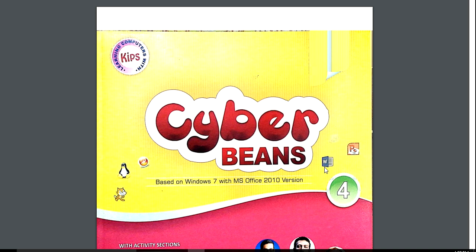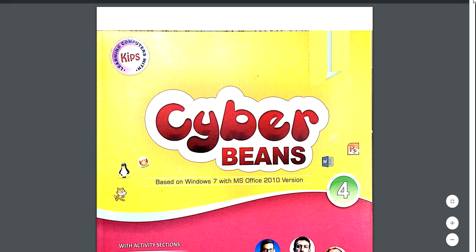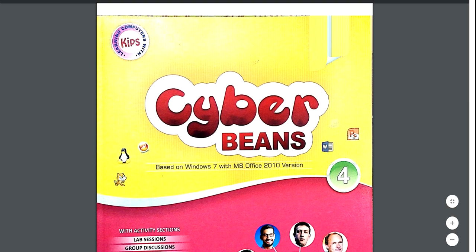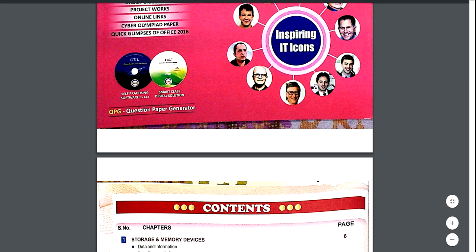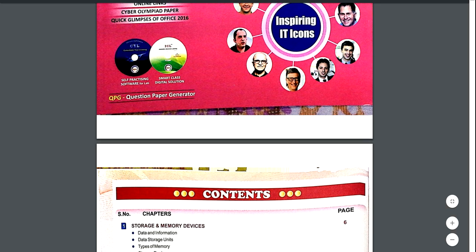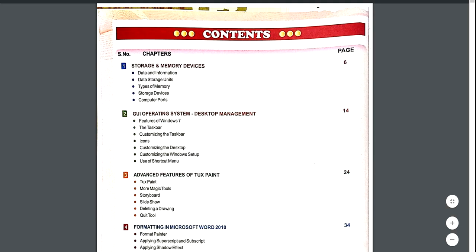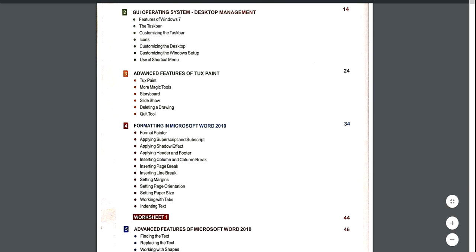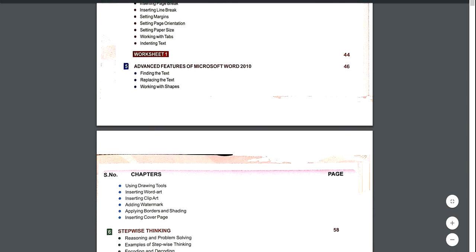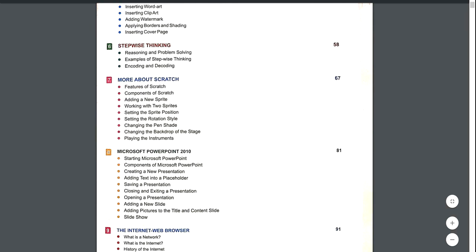So let's start with our today's topic. I hope you all have this PDF file. This is the first page of our book. This is our content. We have the first chapter as storage and memory devices, the second one, third one, and so on. We can just go through it. In detail we will see each of them.